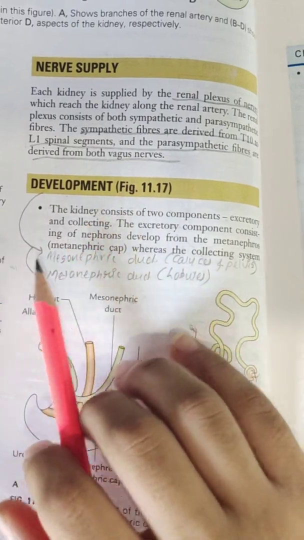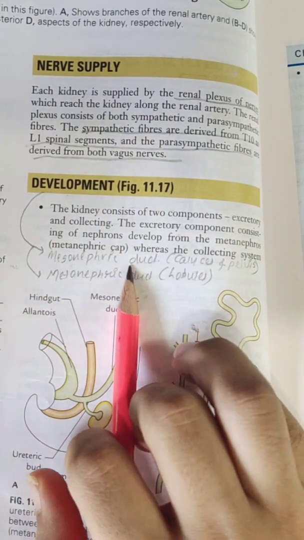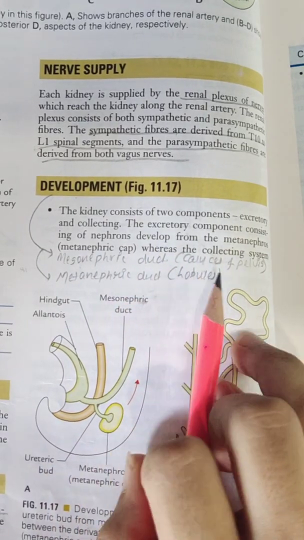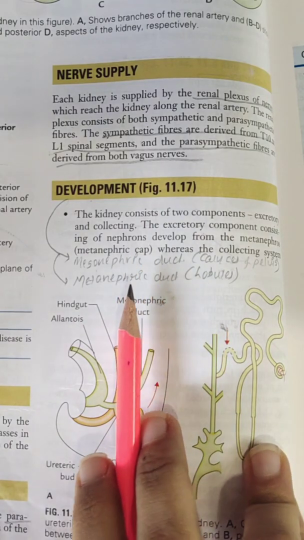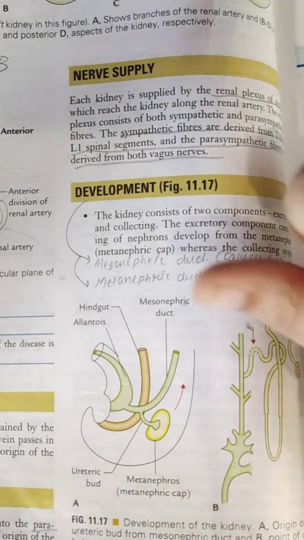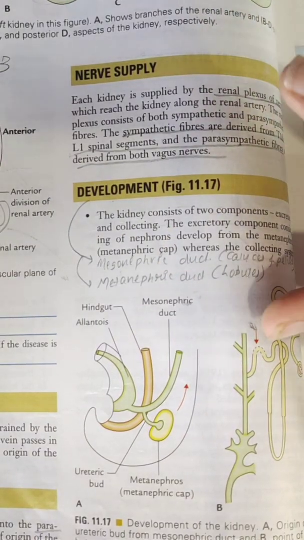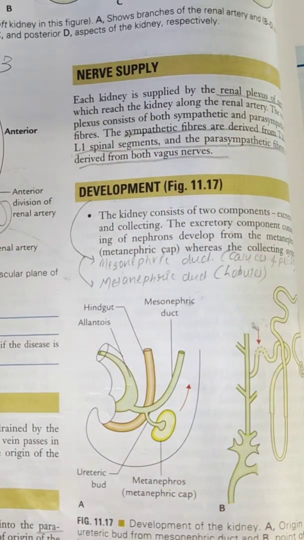Looking at the development, the calyces and pelvis are mainly developed from the mesonephric duct, whereas the lobules of the kidney are mainly developed from the metanephric duct. Some of the clinical correlations include lobulated kidney, congenital polycystic kidney, horseshoe-shaped kidney, and renal agenesis.